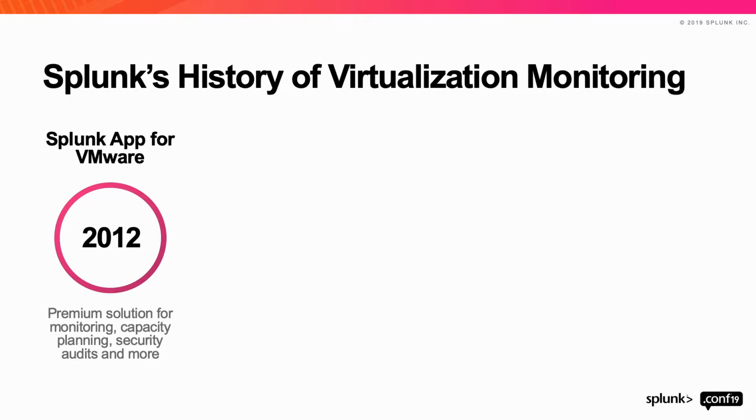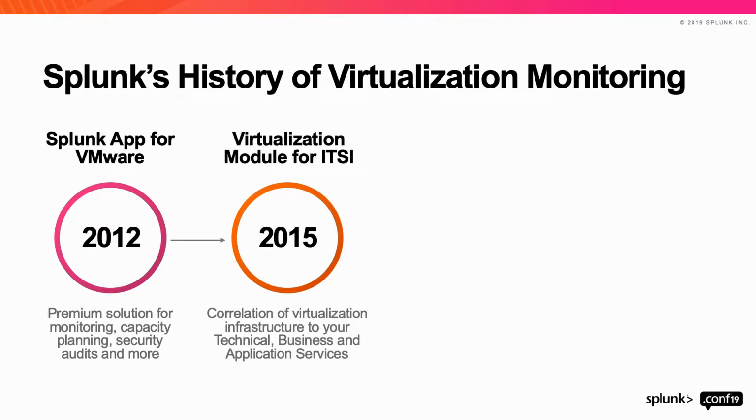It was hard to correlate your data in the VMware app with the rest of your environment. I want to know what happens in my VMware and how it affects my server monitoring, how it affects my process monitoring, and how it affects my bottom line, my business revenue. So with that, we introduced the virtualization module for ITSI. Very well received. It allowed me to correlate my virtualization infrastructure to my technical services, to my business services, to my applications. And at the time, people loved it.